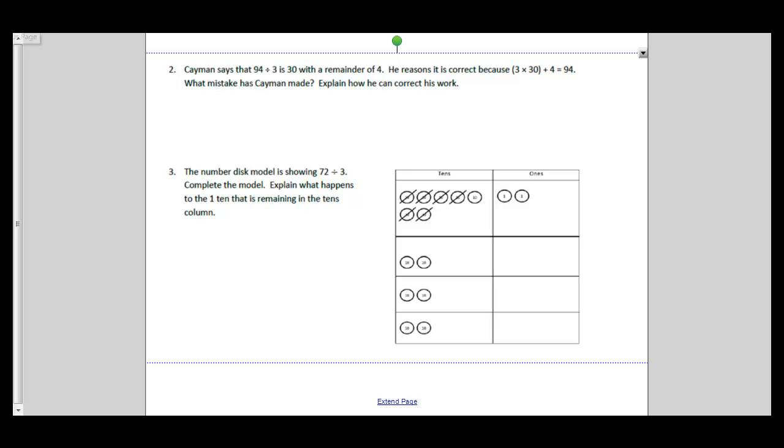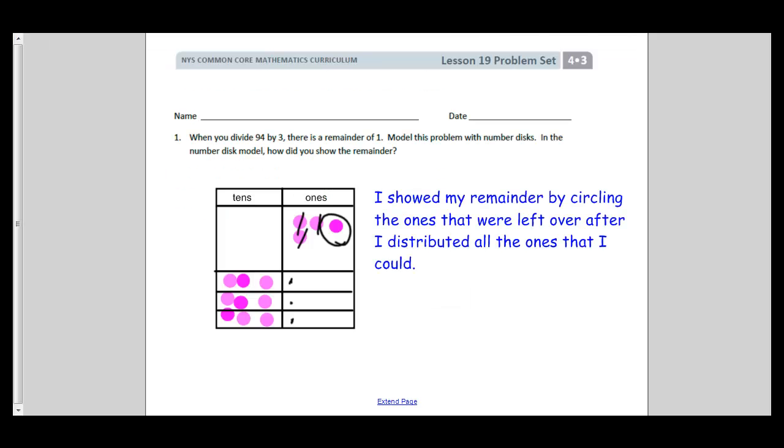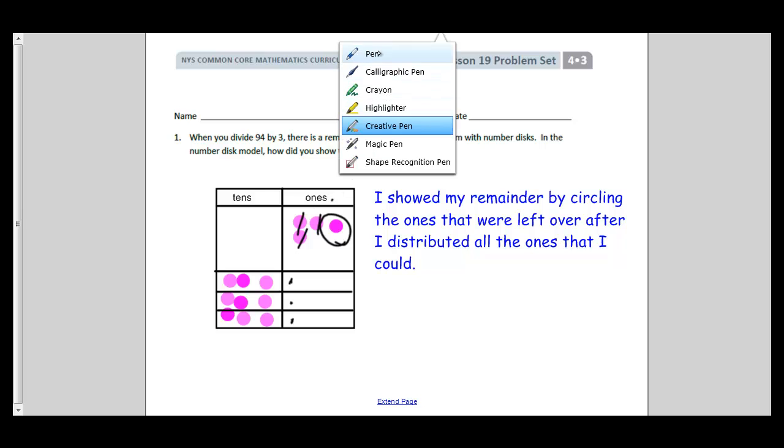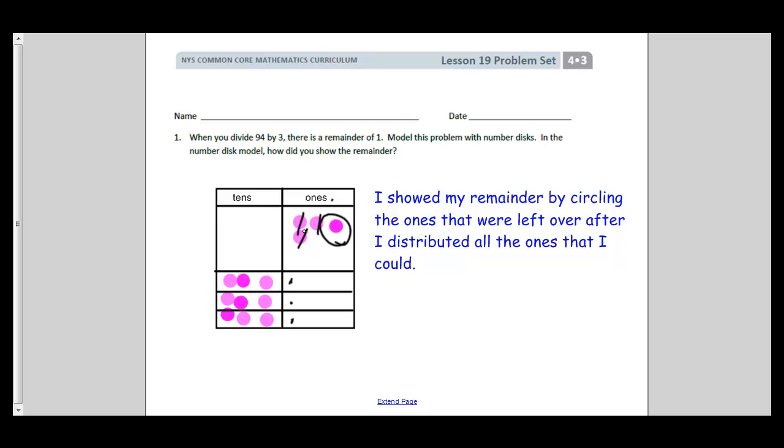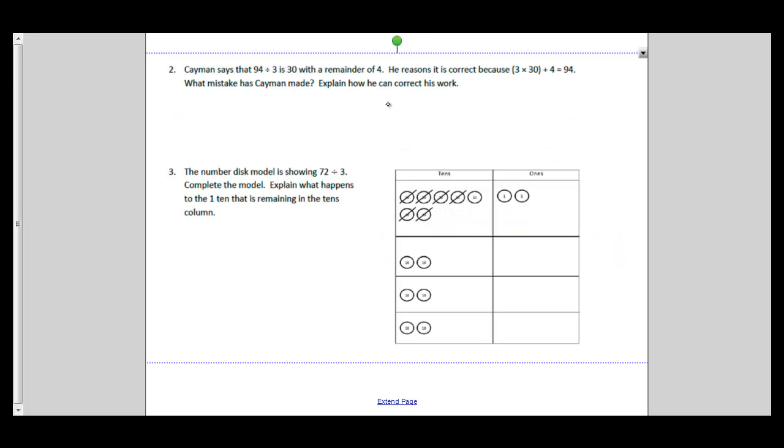So if I go back, this is the same problem that we just did. So let's go back and think about this. What do you think Cayman did if he said he had a remainder of 4, just 4 ones? It looks like he did not distribute his ones. It looks like he just left all the ones here and said that those are remainders instead of dividing the ones. He just divided the tens and said that the ones were a remainder. And when he checked it, it did work out correctly because it is the same number of discs, but it still isn't the same problem.